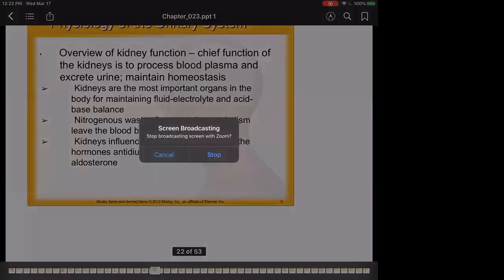And we'll stop here. I want to stop here because we're going to start seeing the other functions of the kidneys. So let's take a break right now. I'll see you back here in about 2 seconds.